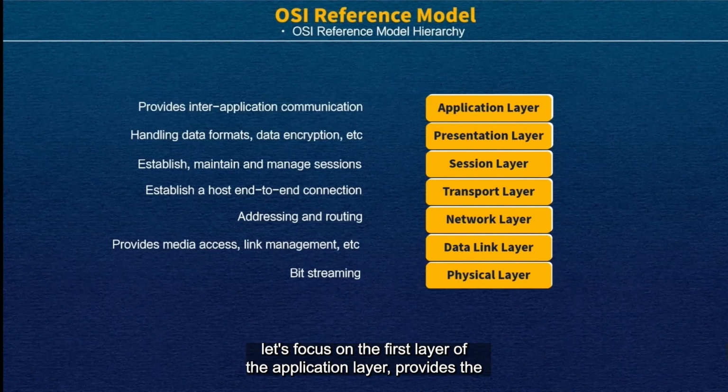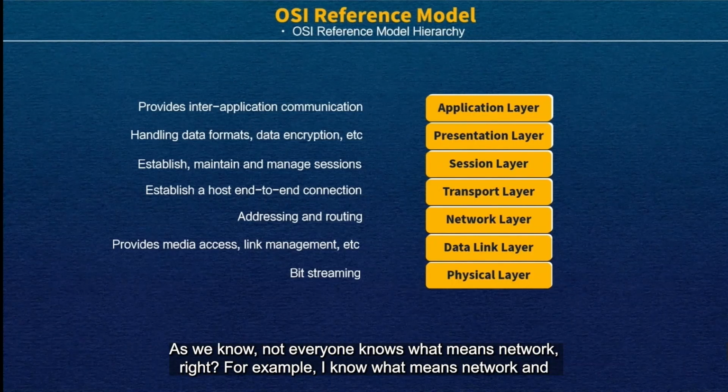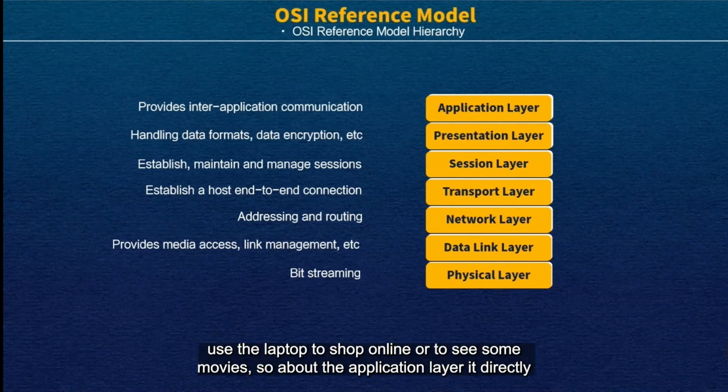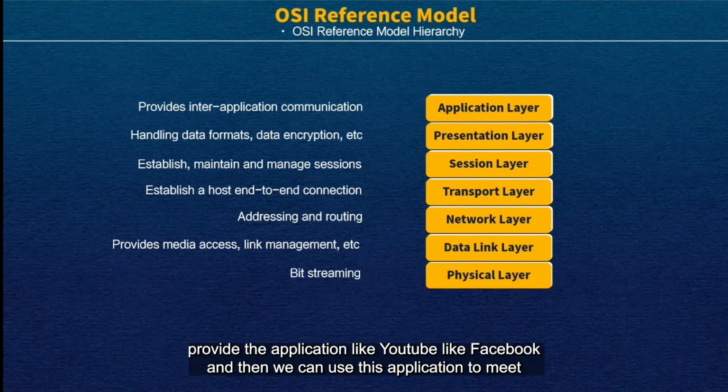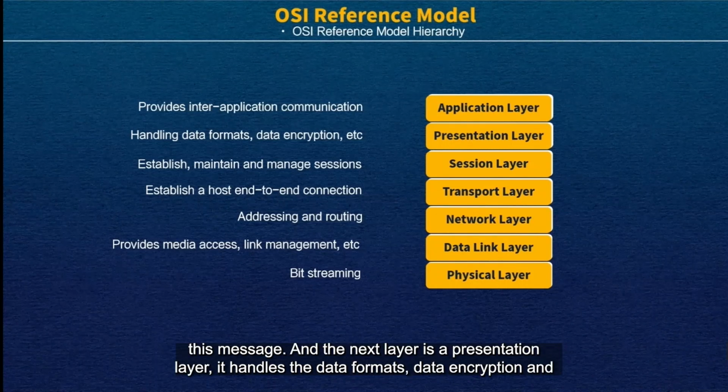Let's focus on the first layer, the application layer. It provides inter-application communication. This layer is directed to communicate with the customer. As we know, not everyone knows what a network is, right? For example, I know what a network is and I know the function of an IP address. But my family only use the phone, maybe use the laptop to shop online or to see some movies. So the application layer provides applications like YouTube and Facebook, and then we can use these applications to meet some requirements. And I can use Facebook to send a message and everyone can see this message.